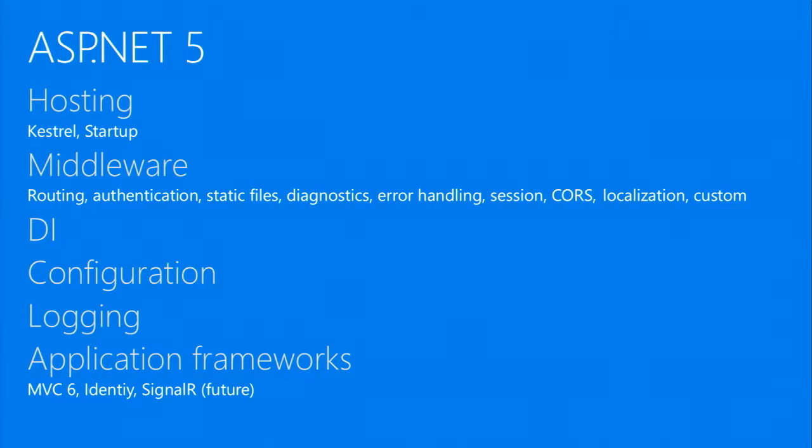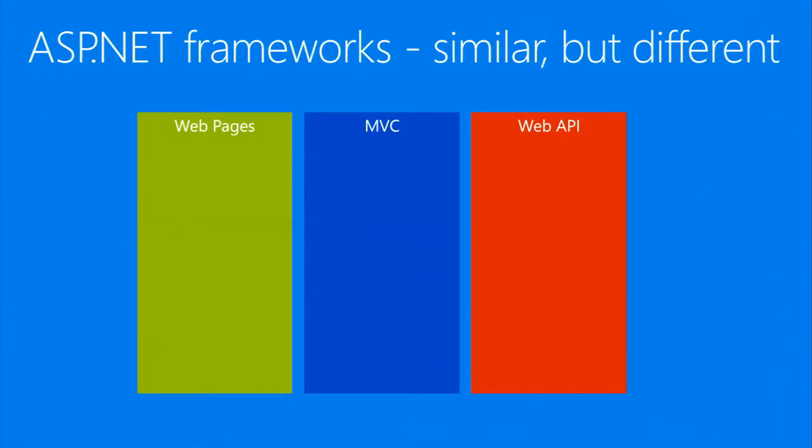Instead, there's a new config pattern that gives you a lightweight way of getting name-value pairs. New logging infrastructure. And then on top, finally, our application frameworks like MVC 6, which is hopefully what we'll be spending most of the time talking about here. Okay, let's start talking about MVC 6.